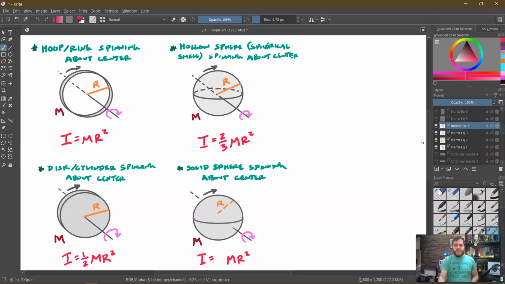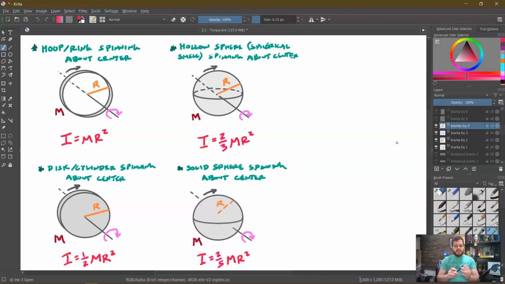The next one we're going to have is, let's say we take that sphere, but we distribute the mass throughout the sphere. So this is a solid sphere spinning about its center, and I is now going to be 2/5 mr squared. So now we're going to take this a step further, and we're going to say, all right, what happens if we have something that's like a rod?